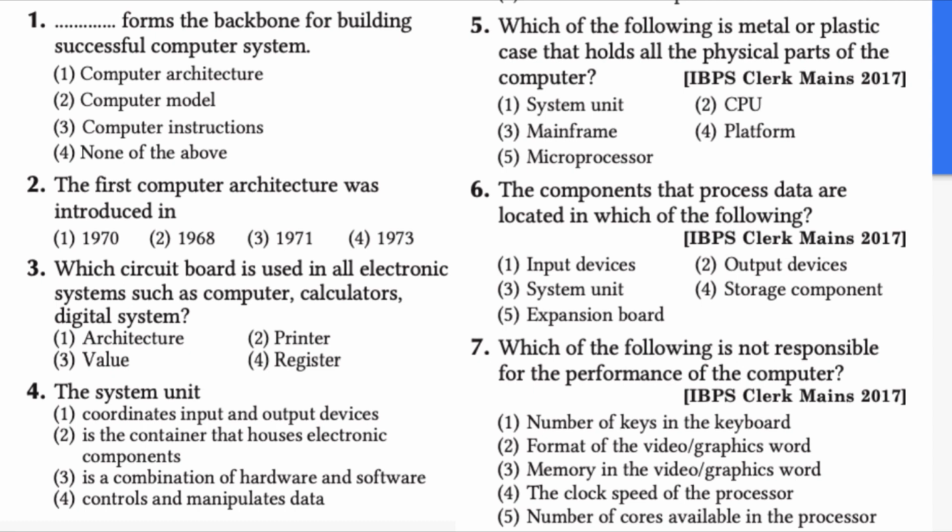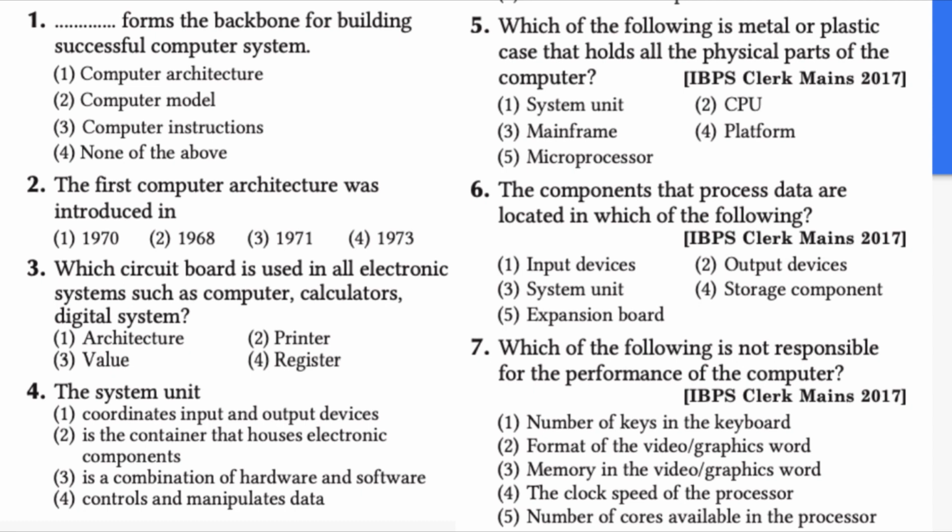Next question. The first computer architecture was introduced in. Options are 1. 1970, 2. 1968, 3. 1971, 4. 1973. Here, the correct answer is 1. 1970. Next question. Which circuit board is used in all electronic systems such as computers, calculators, and digital systems?